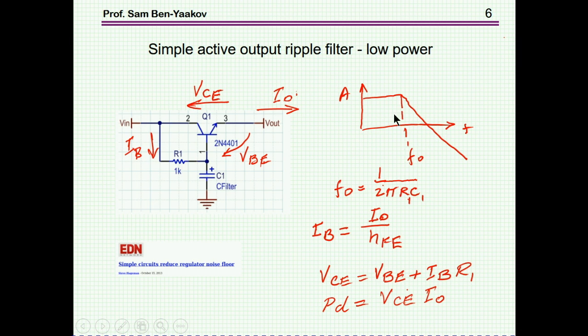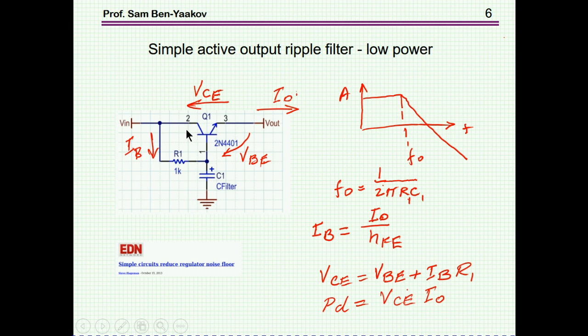The breakpoint is dependent on the size of the capacitor, and of course this resistor. So it's 1/2 pi RC. This is the breakpoint, and you'd like to be somewhere here with high attenuation. However, there is a problem here, and this is the power dissipation. There is a voltage across this transistor which is equal to VBE plus the drop on this resistor. Now the drop on this resistor is a function of the current.